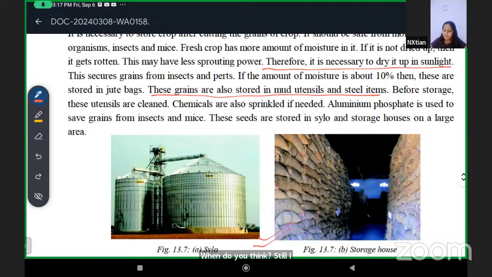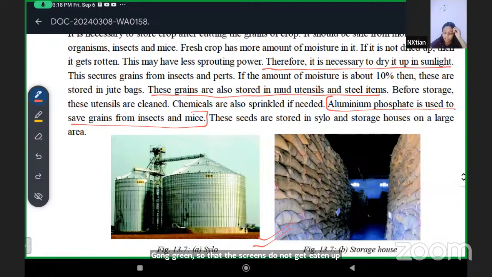Before storage, these utensils are cleaned. Chemicals are also sprinkled. Aluminum phosphate is used to save grains from insects and mice. Now, some precautions we need to keep so that the grains do not get eaten up or rotten.